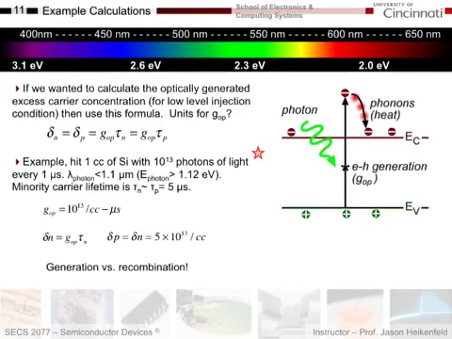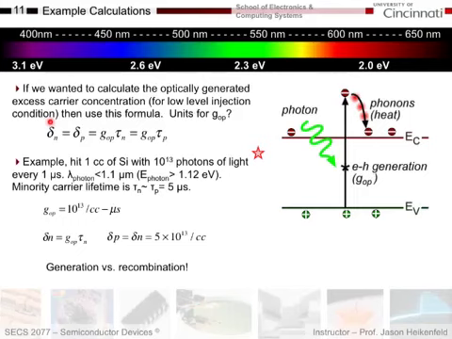Okay, so how many excess carriers do we generate? If we already said that we can make a photodetector out of this because we shine light and we get excess carriers, well, how many excess carriers do you get? Well, if you want to calculate the optical generated excess carrier concentration, then you want to use this formula here. And this is for low-level injection conditions. Anytime you have a PN junction or optical illumination or anything where you're creating more carriers by injecting them somehow, then low-level injection means that the amount you're creating is always less than the doped or thermally generated amount.